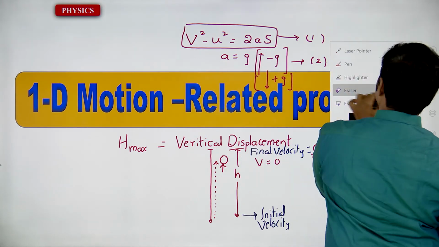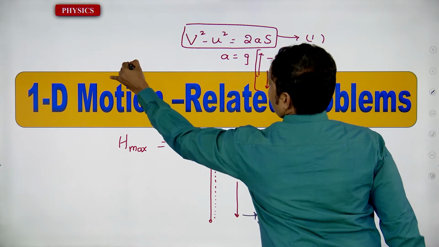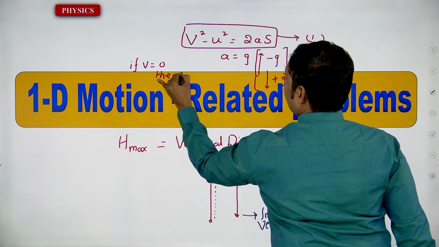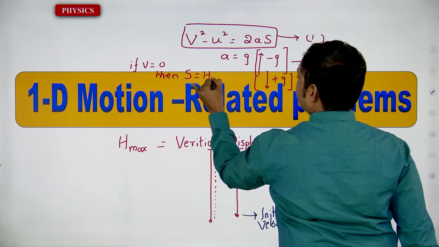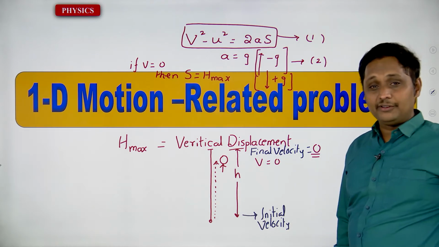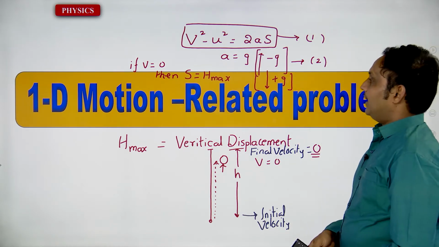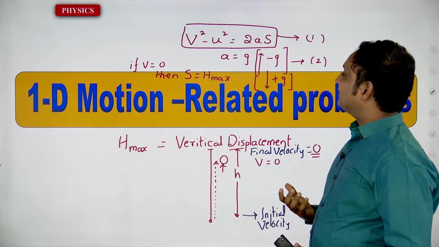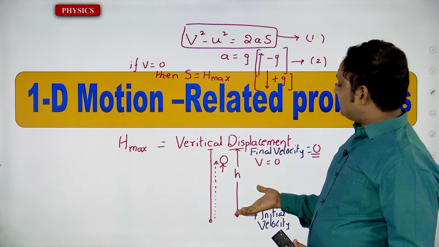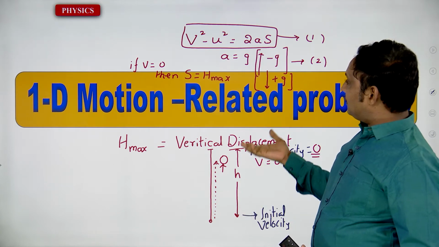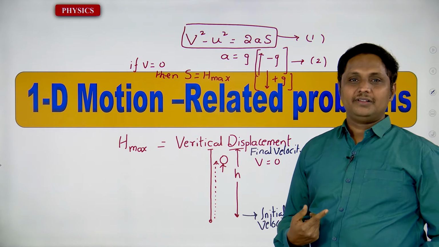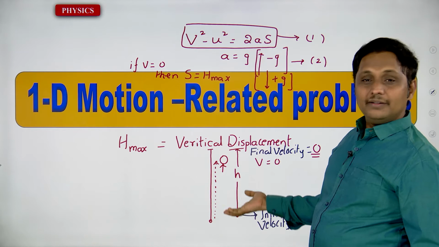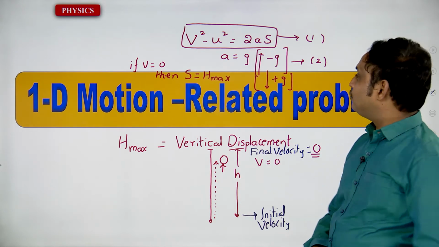All right. Please take that. If V is equal to 0, then S is equal to H maximum. This is very, very important. All of you please have a look into that matter. The final velocity is going to be 0. Then the vertical displacement, or the distance covered by the body along the y-axis, is going to be the maximum height.